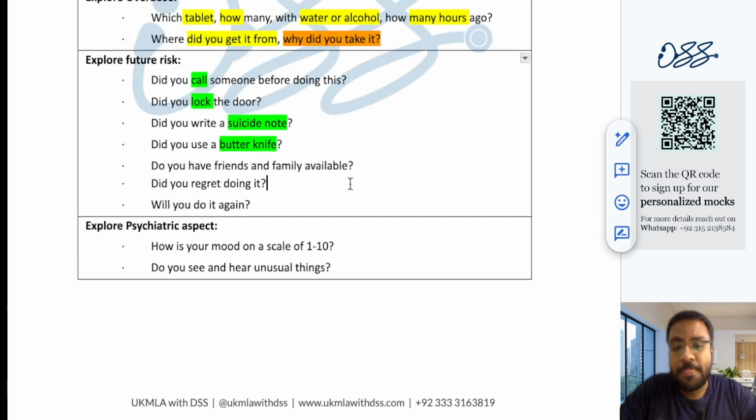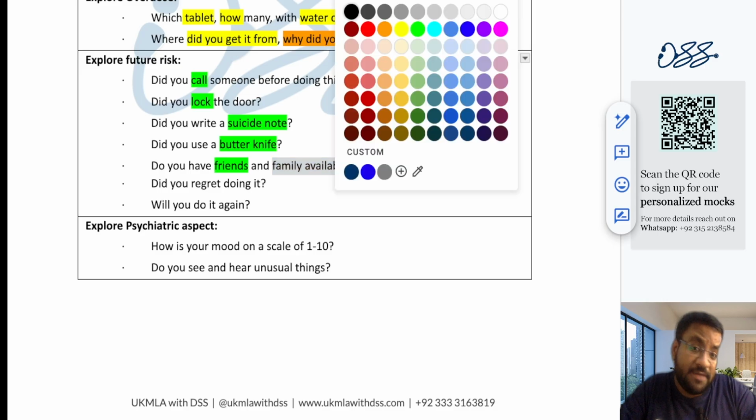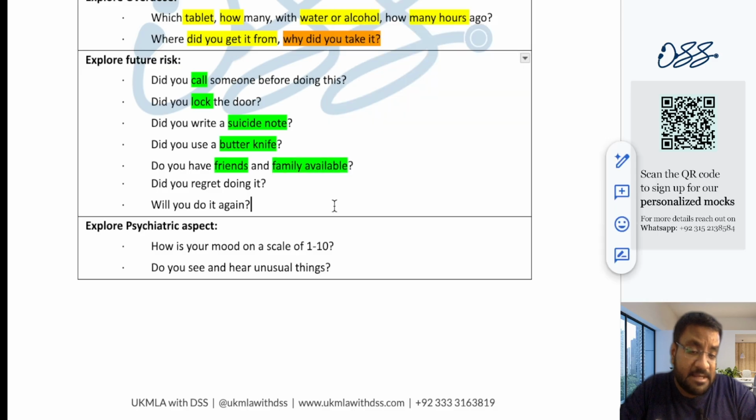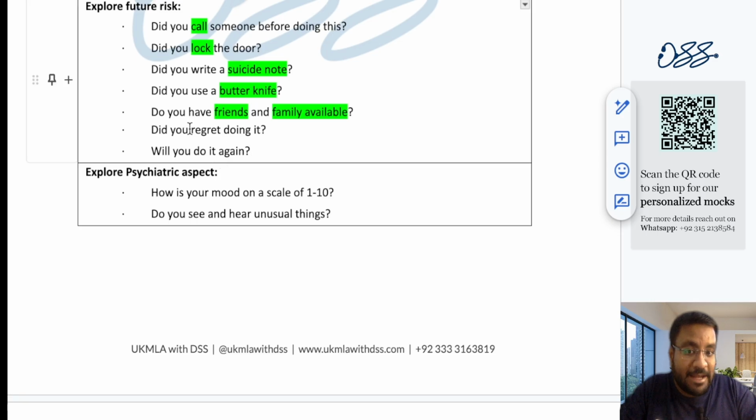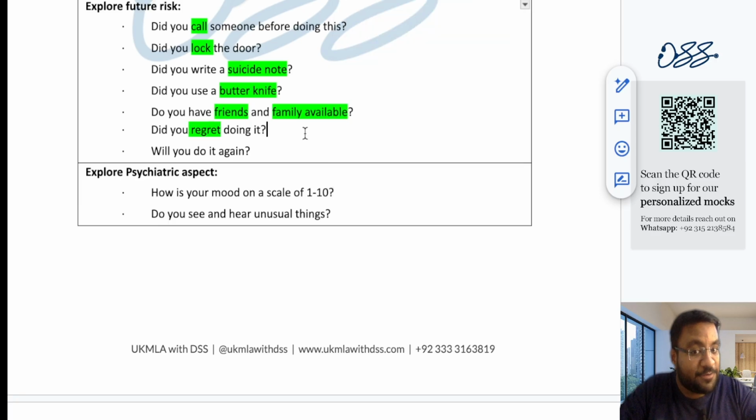All right. Then do you have friends and family available? Okay, support system is really important, because if you don't have the support and if you don't have friends, if you do not have a family, then loneliness puts you at a very high risk of suicide. It is one of the major risk factors: not having friends, not having family members, puts you at a higher risk of suicide. Okay, then do you regret doing it? If they say no, I don't regret doing it, then that means that they're at a higher risk of suicide.